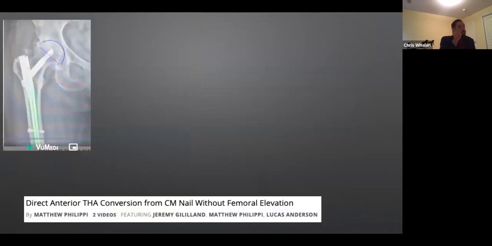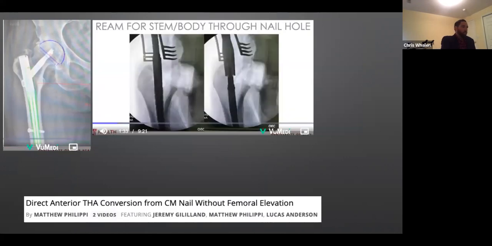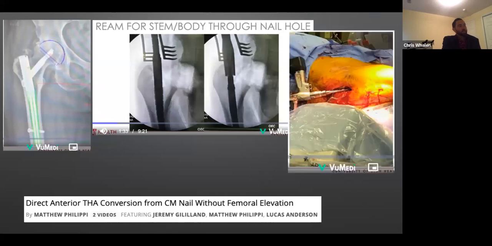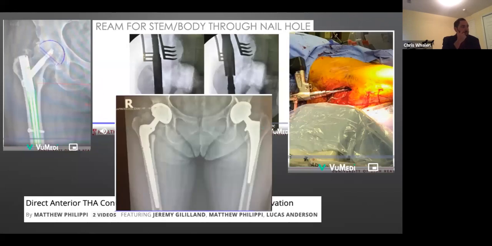I thought this was a particularly interesting case off of UMedi out of the Utah group. They converted a nail to a tapered fluted modular stem. And they took the nail out and then reamed through that same incision. And they did this supine. They did not have to elevate the femur like we typically do during an anterior approach. And then they did their normal anterior approach to place the cup and final body and trial. And, not that I'm necessarily advocating for it, but it certainly can be done.